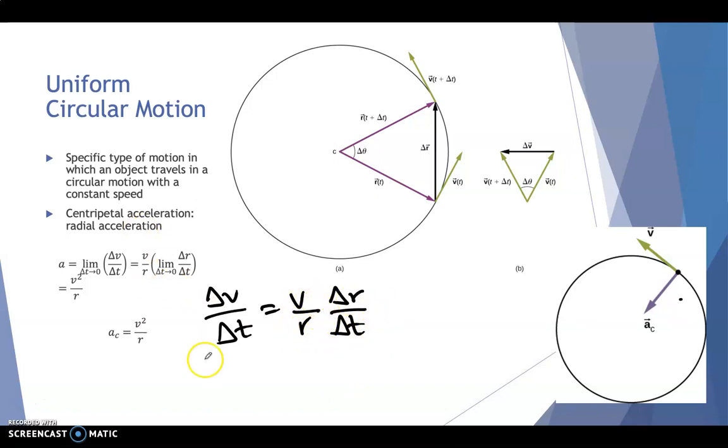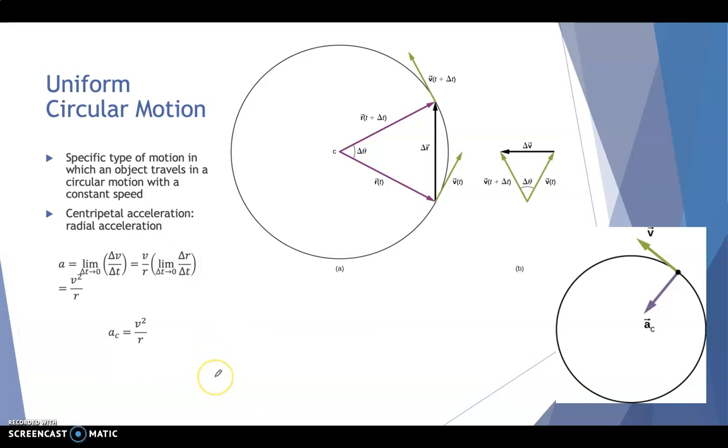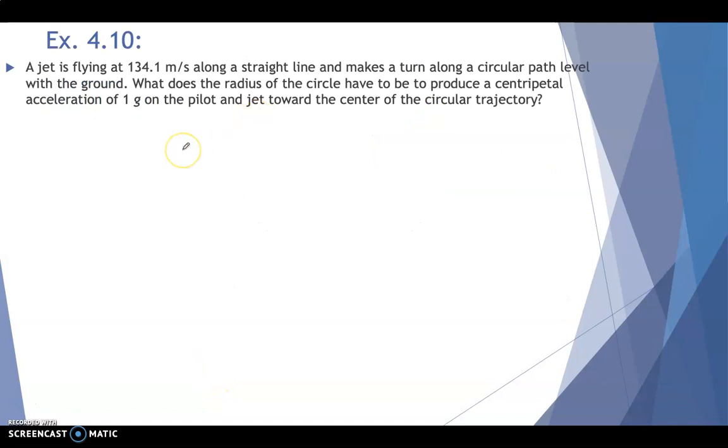All right, so with that, we're gonna do an example, okay? This is 4.10. A jet is flying at 134.1 meters per second along a straight line, and then makes a turn along a circular path level with the ground. What does the radius of the circle have to be to produce a centripetal acceleration of 1g on the pilot and jet toward the center of the circular trajectory?